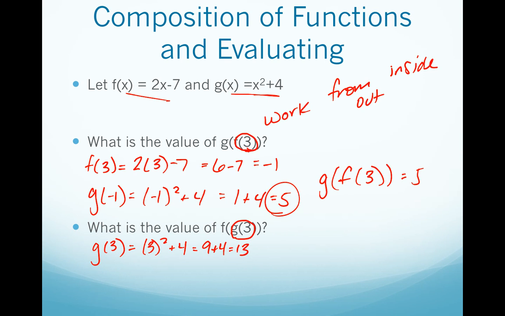So now we need f of 13. So 2 times 13 minus 7. So that's 26 minus 7, or 19. So we've got f of g of 3 equal to 19.